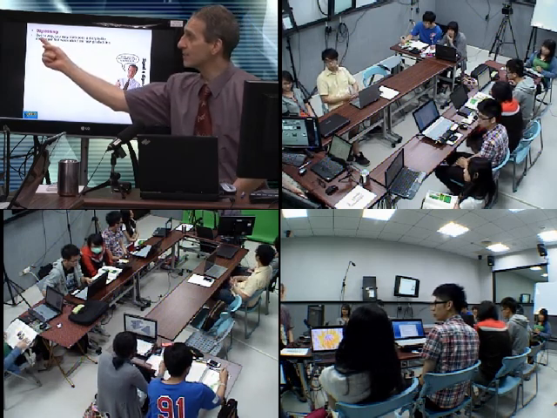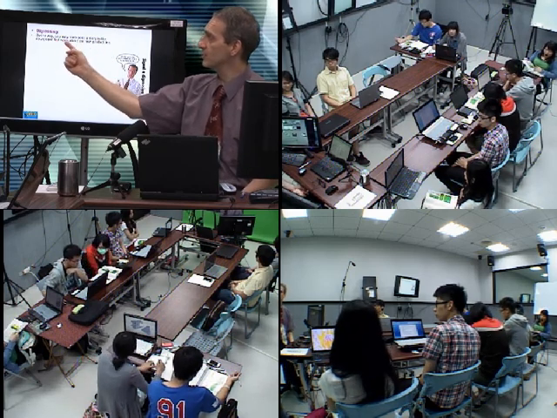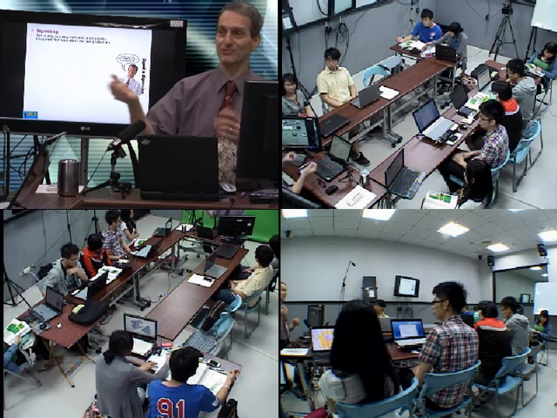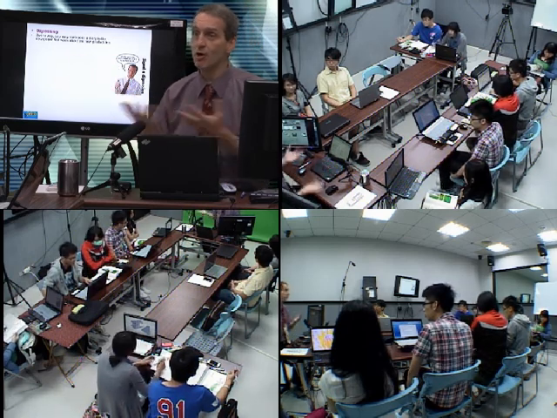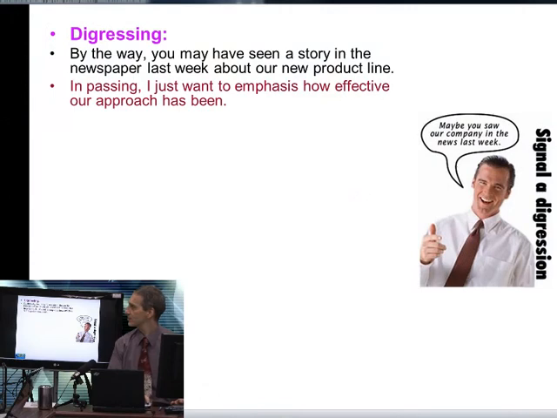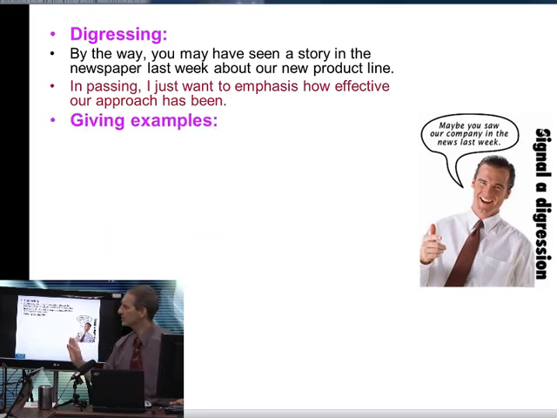How do we digress? In English, you can begin by saying, by the way. By the way, you may have seen a story in the newspaper last week about our new product line. By the way, did you know that our new product line is very successful? By the way, did you know that 10 companies are already copying our product? And then you come back to your main presentation. Another phrase you can use is in passing. In passing, I just want to emphasize how effective our approach has been. So that's called digressing. Go off and then come back.